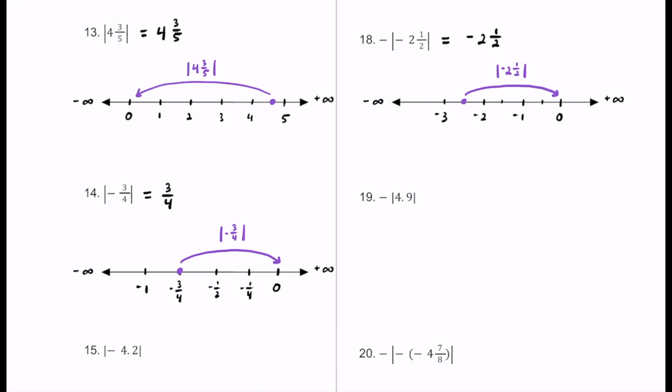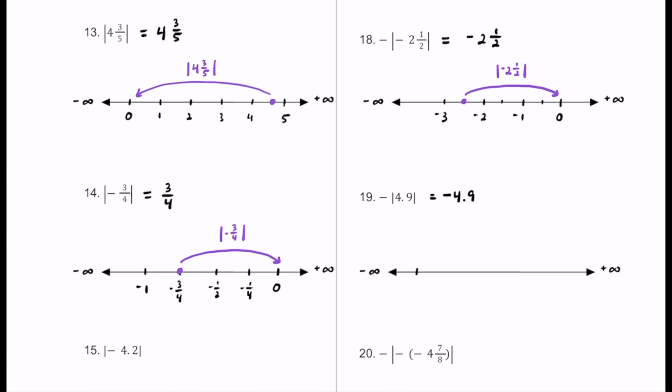For number 19, we have the absolute value of this 4.9. So how far is that from 0? And that's just going to be equal to 4.9, right? But then we have this negative that's on the outside of it. So that's saying what's the opposite of that distance? Now the opposite of 4.9 is just negative 4.9. Now the original value we were dealing with was a positive 4.9.